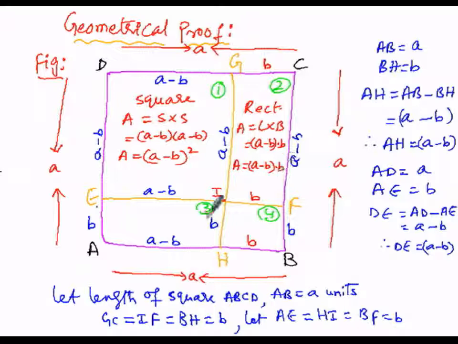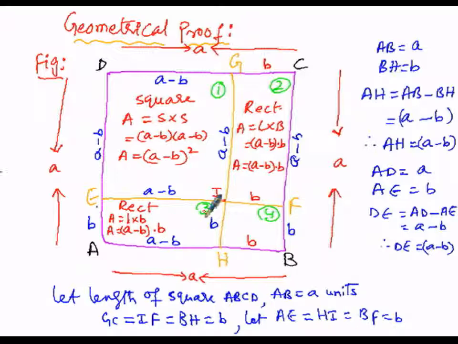Figure number 3 is AHIE. Here the adjacent sides are AH and HI. One is A minus B, the other adjacent side is B. They are not equal in their lengths, so it is a rectangle. Area of rectangle is length into breadth. So length A minus B into breadth B, so I got the area of the rectangle as A minus B into B for figure number 3.